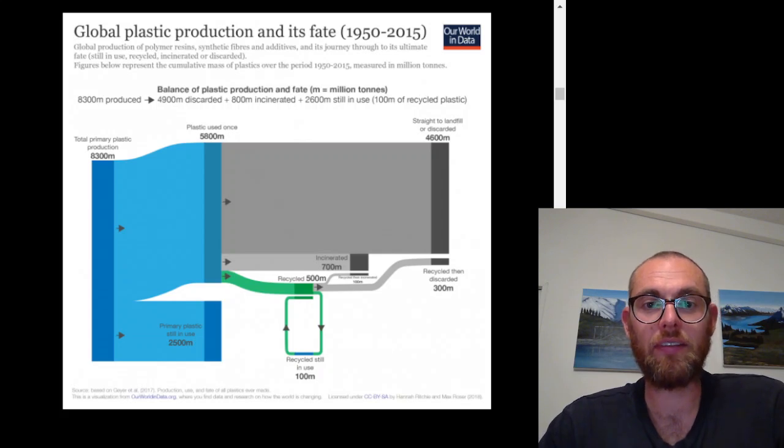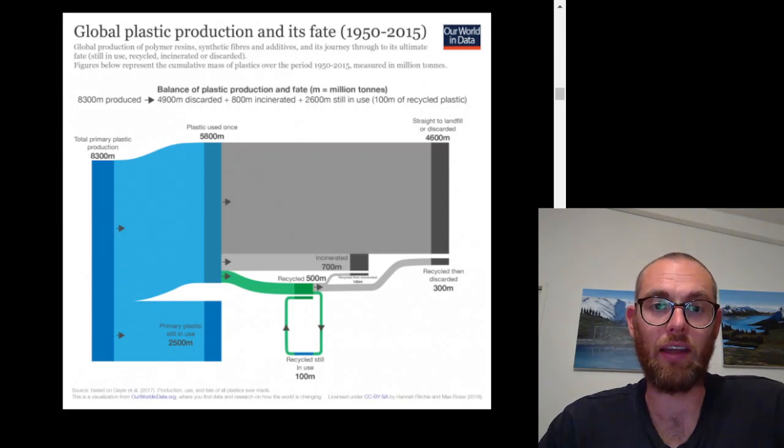And you can see that most of it went to landfill: 4.6 billion tons went straight to landfill, hasn't been recycled or anything else happened with it. And then a portion of it at the bottom, you can see that is still there.